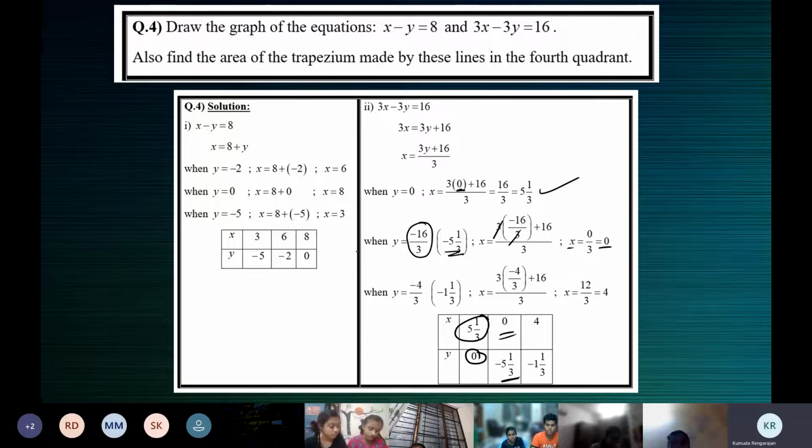Again, I calculated. Now what I want to do is, since the denominator here is 3, I want a multiple of 3 in the numerator.